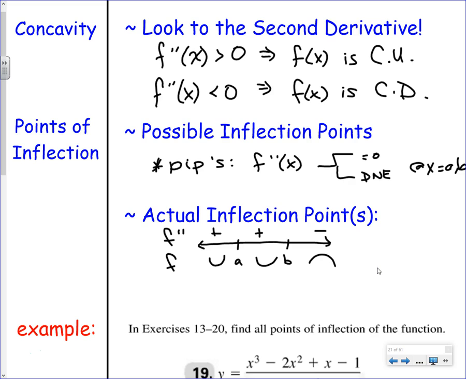Now, most of this is just flashcard stuff, right? So what do you think is the most dangerous part on this page? An example. The actual inflection point of a graph thing.